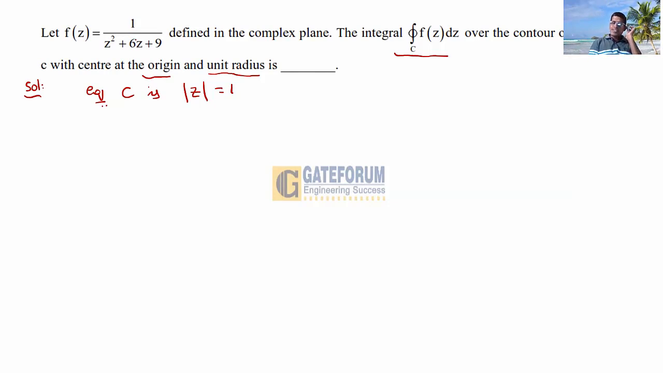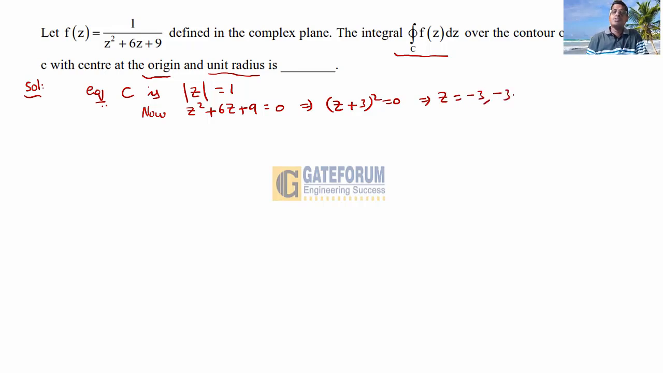If any singular point lies inside the curve, either apply the Cauchy integral formula or the Cauchy residue theorem, depending on whether one singular point or more singular points lie inside the curve. So now, z² + 6z + 9 = 0. This is a perfect square, (z + 3)² = 0, which implies z is a multiple root, that is, a repeated root.